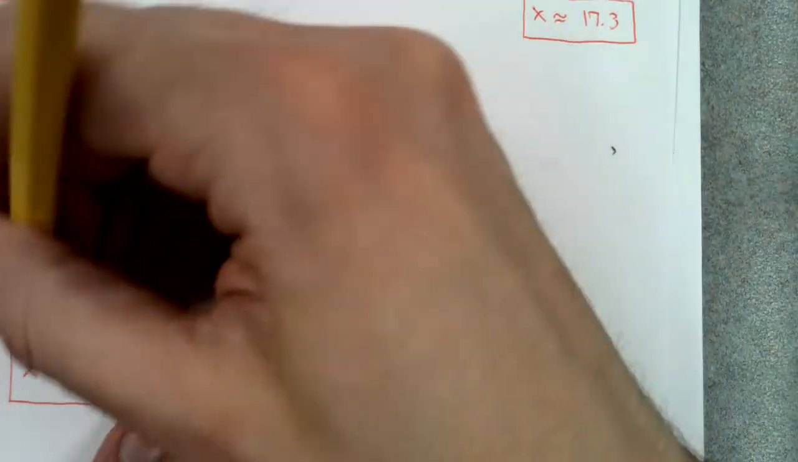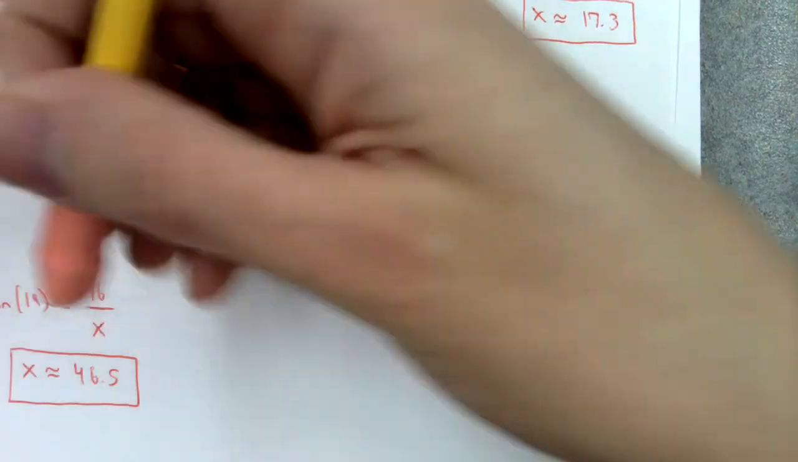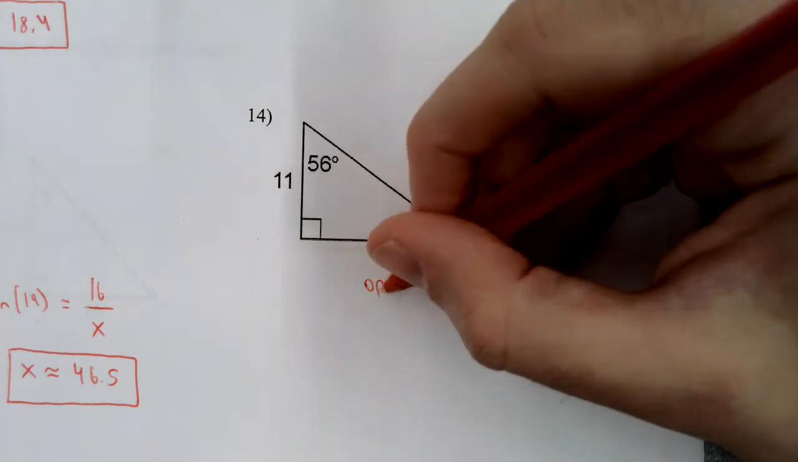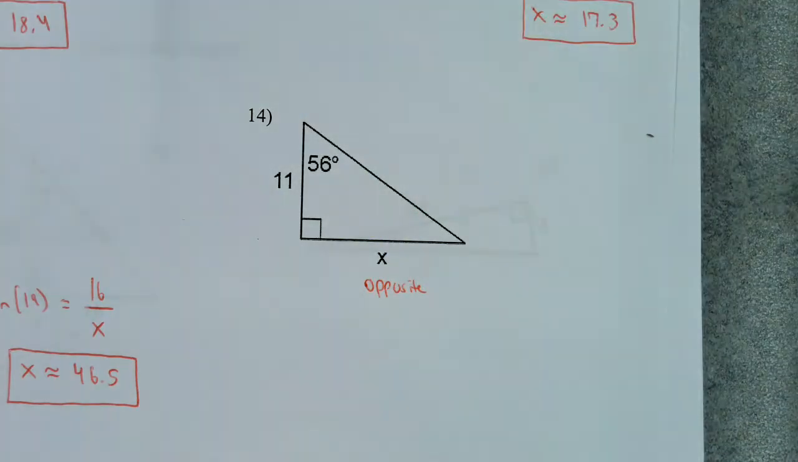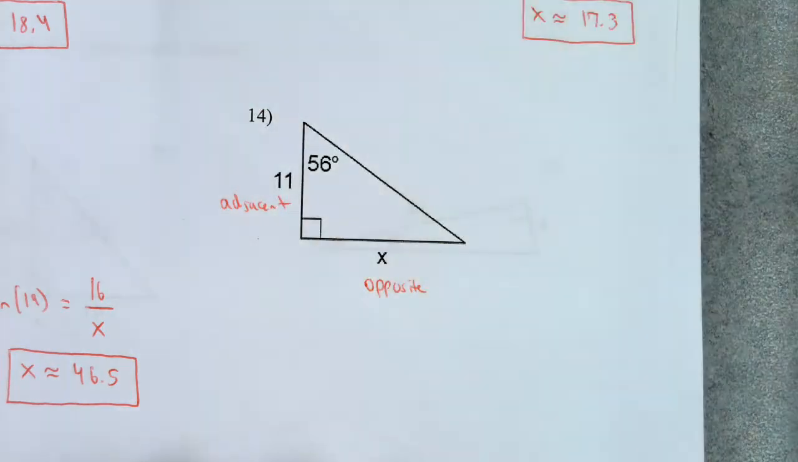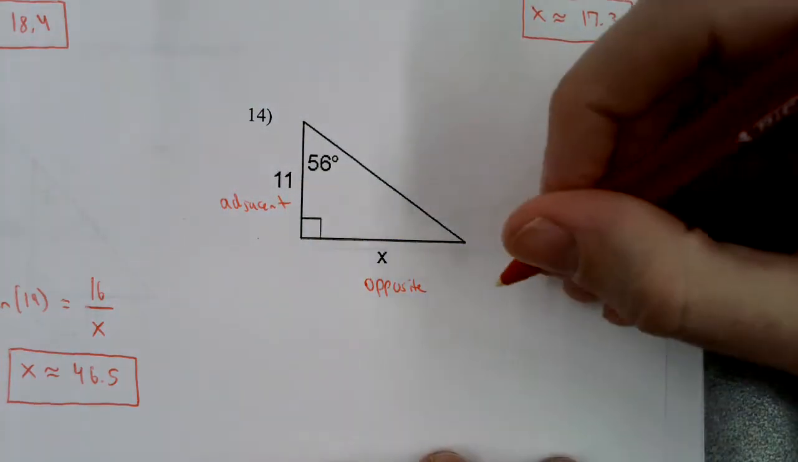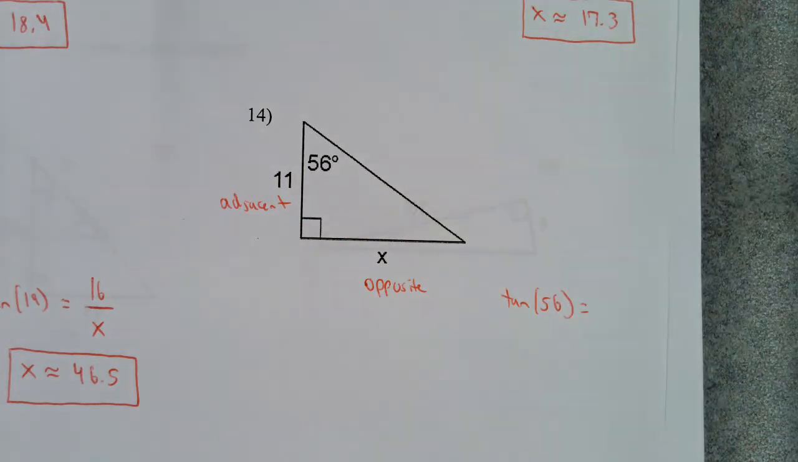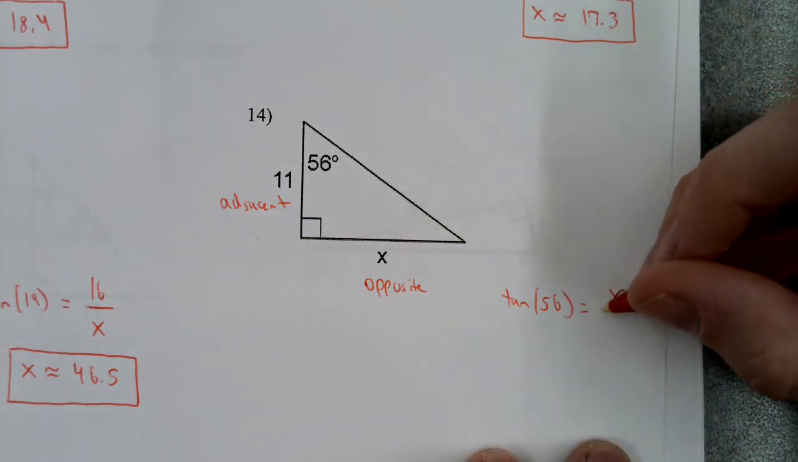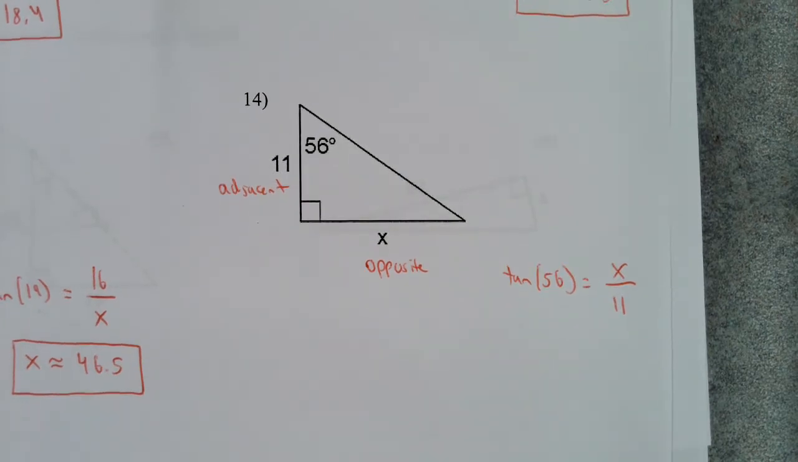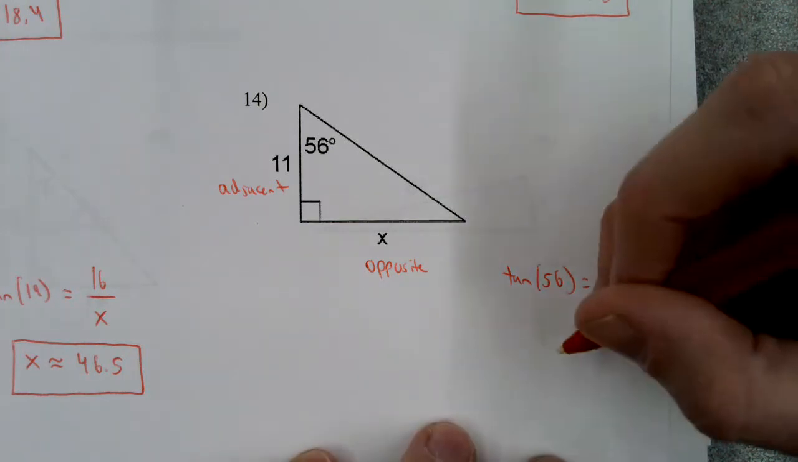Now the last one. This will be the opposite side to the 56-degree angle. This will be the adjacent side. So again, tangent of 56 degrees equals opposite x over adjacent 11. Solve for x, you're going to multiply 11 times tangent 56 equals 16.3 approximately.